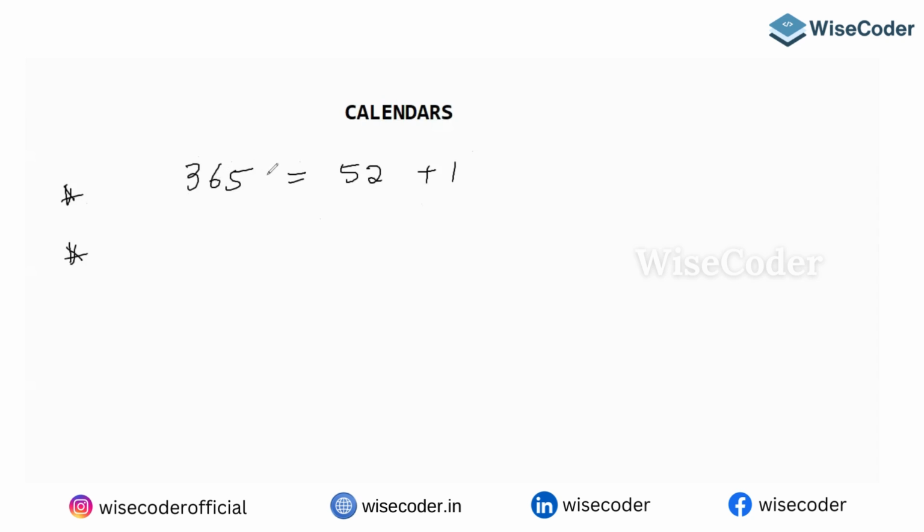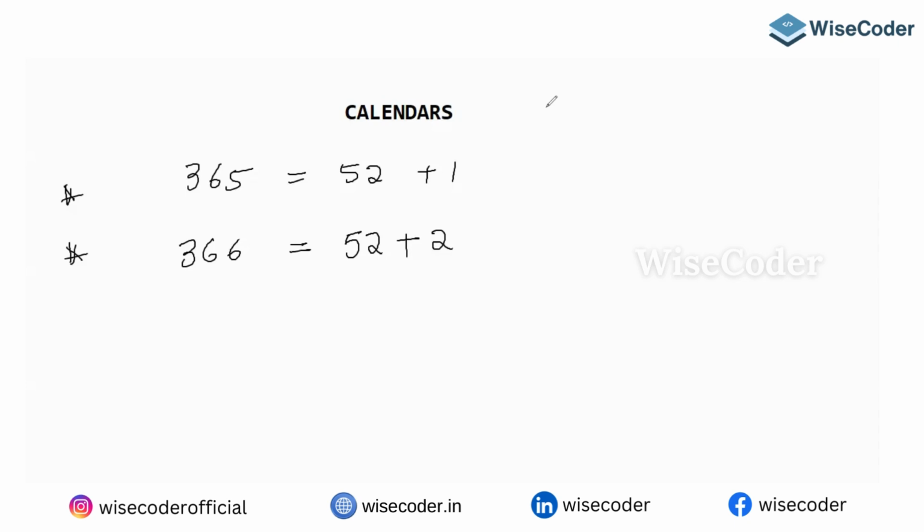A leap year consists of 366 days: 52 complete weeks plus 2 days. The extra 2 days are the odd days. A leap year has 2 odd days. Okay, next.